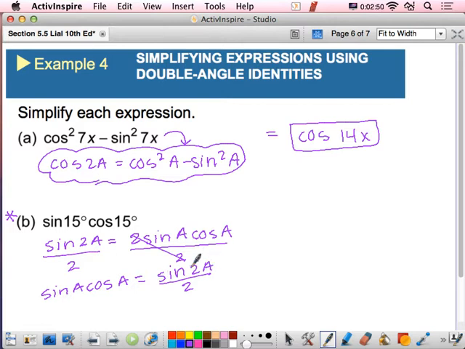How did you move the cosine to the other side? I just wrote it right side first without thinking. I don't know why. Okay.